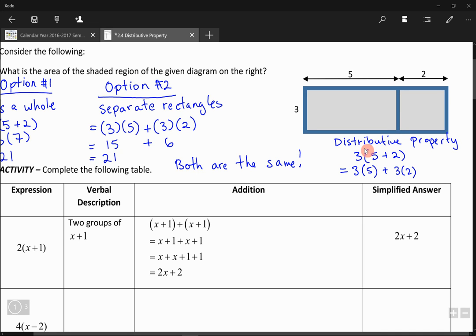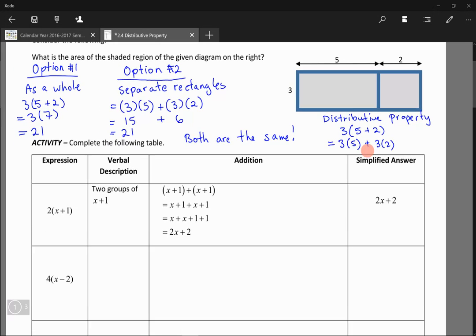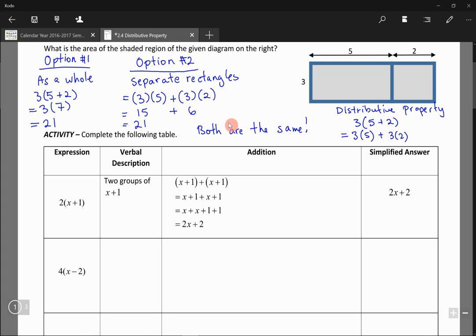Before we even go into the formal rule of the distributive property, let's do a couple of things here. This is an activity that I'd like you to complete. So pause the video. I want to see if you can complete the activity.